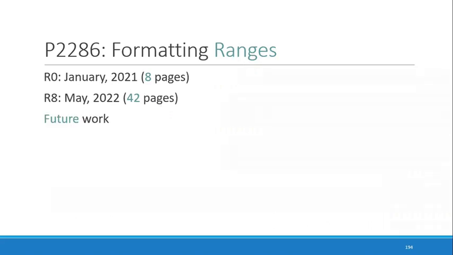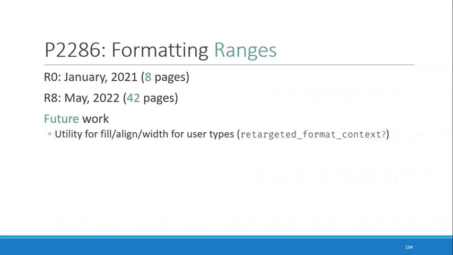So, work that isn't in 23 that we still need to work on. While ranges and tuples do support the fill, pad, align kind of thing, you won't be able to write that for your own types because we never settled on this retargeted format context thing. So that's not something that you can implement without library help.